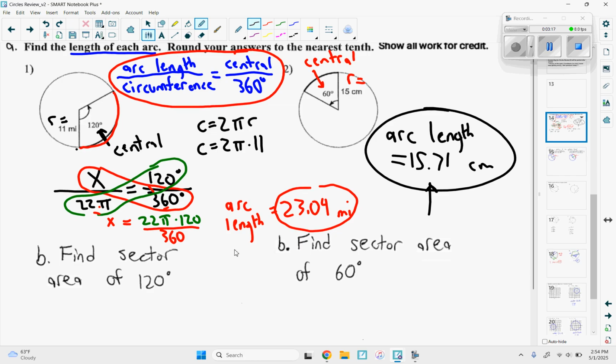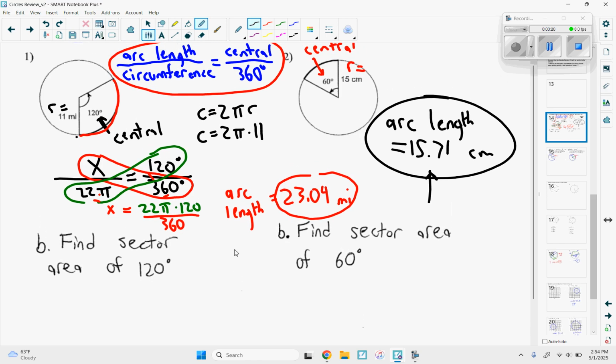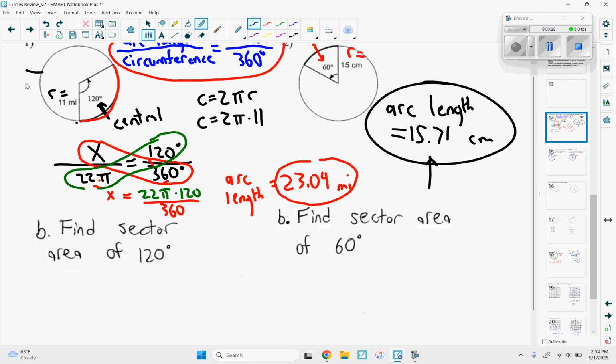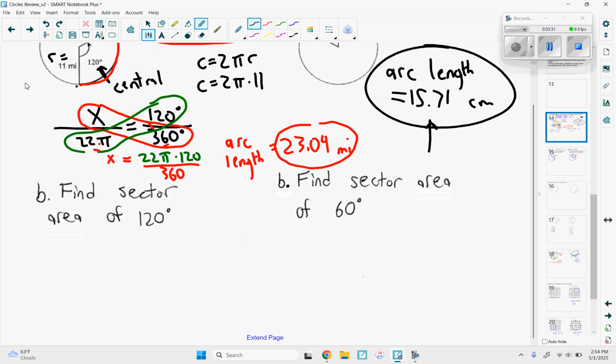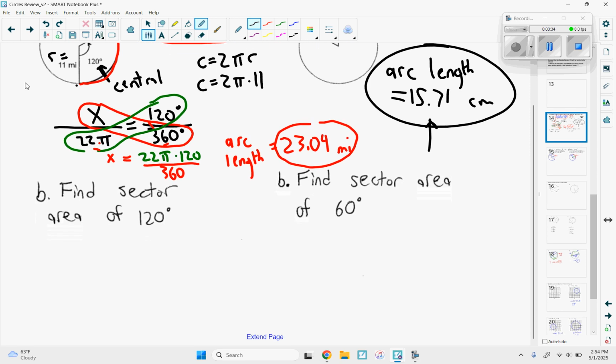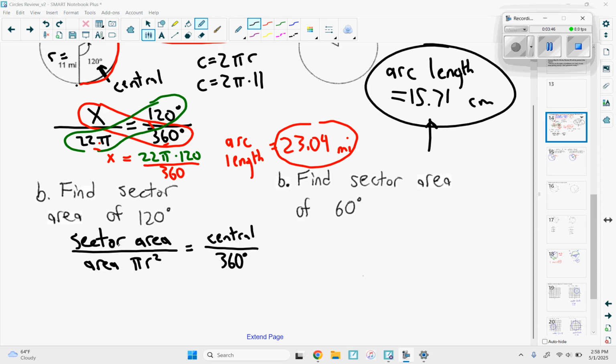Let's go down to the sector area problems now. And we're doing the sector area of 120 degrees, so we're using this circle again. For sector area, we're going to set this up pretty much the same way as our arc length, but instead the proportion becomes sector area. It's a ratio out of the area, and we're going to use pi r squared for our area. And then on the other side, it's the same as arc length. You have your central angle over 360.